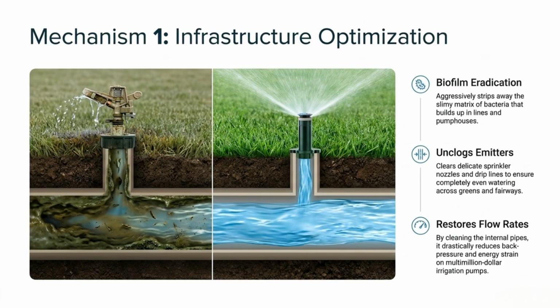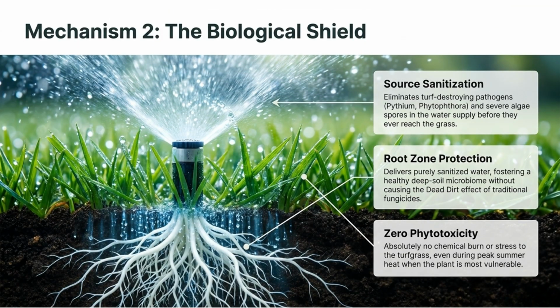Mechanism 1 is infrastructure optimization. Agrowlyte eradicates biofilm, unclogs emitters, and restores flow rates by cleaning internal pipes, drastically reducing back pressure and energy strain on irrigation pumps. Mechanism 2 is the biological shield. It provides source sanitization, eliminating pathogens before they reach the grass, and root zone protection, fostering a healthy deep soil microbiome without causing the dead dirt effect.